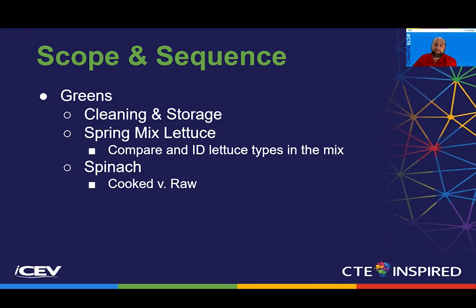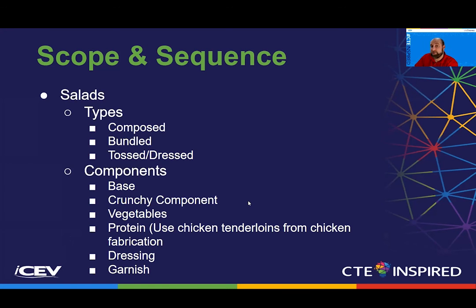We'll do ID for some different lettuces that we find in spring mix. We'll look at raw versus cooked spinach. We'll move into salads, where we'll talk about the different types of salads, and then they will make their own salad. So it could be a green-based salad, or maybe a pasta salad or a fruit salad, but it should have the components of a salad: base, crunchy component, vegetables, protein, which is where I use chicken tenderloins, and then dressing and garnish. The dressing, obviously, from our vinaigrette.